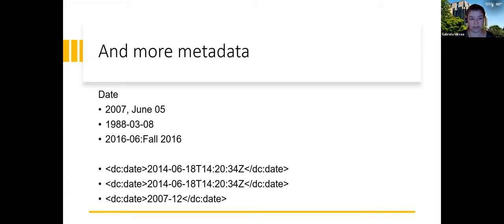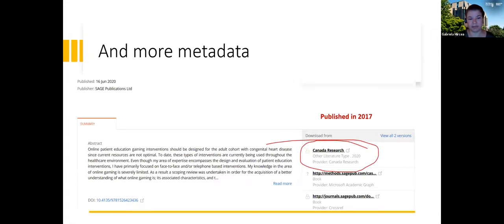Also, we identified some issues around the dates. They come in many forms. As you can see, I have here only three examples, but there are more. And we don't do any transformation for the date field. We just pass it on to OpenAIRE. We may also run into the situation where we have multiple DC dates and only one of them is the publication date. The others can be the embargo date, the available date, or creation date, and so on. So we have to sort through that.